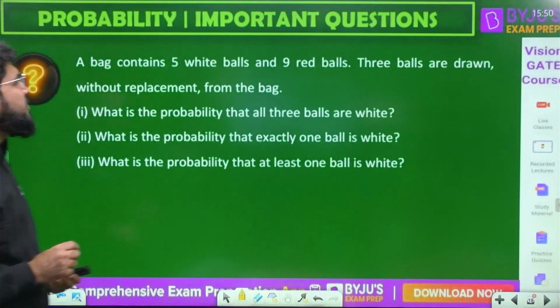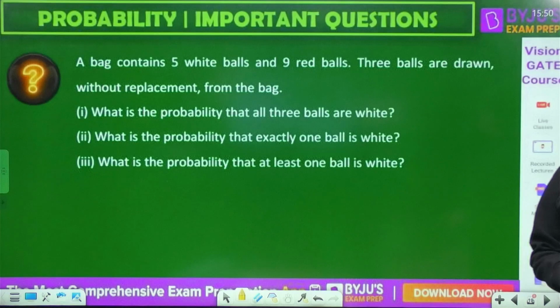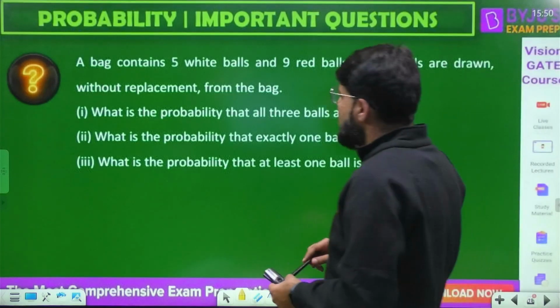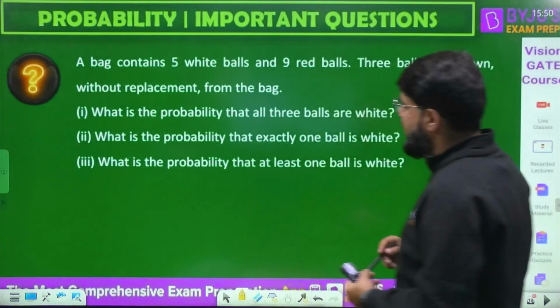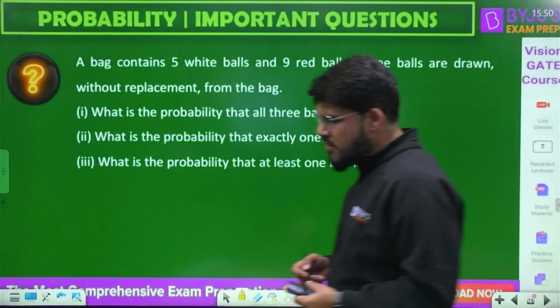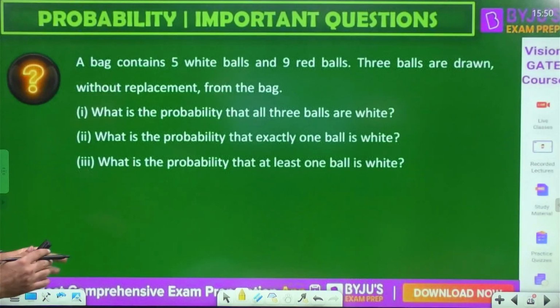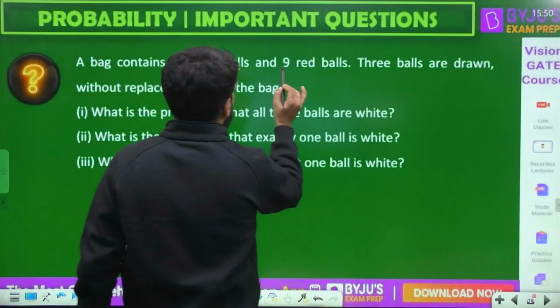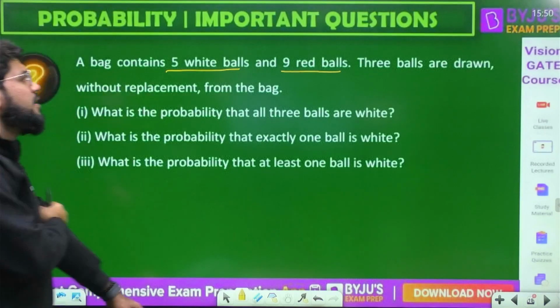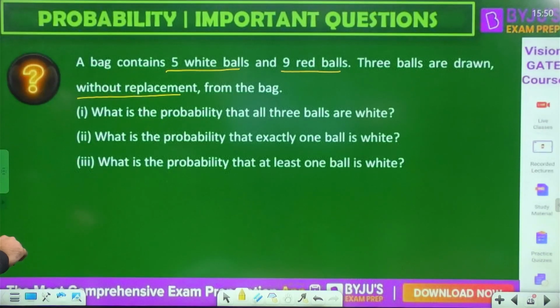A bag contains 5 white balls and 9 red balls. 3 balls are drawn without replacement from the bag. What is the probability that all 3 balls are white, or exactly 1 ball is white, or at least 1 ball is white? Okay, so let's look into these numbers. A bag contains 5 white and 9 red. Done hai. 3 balls are drawn without replacement from the bag. What is the probability all 3?